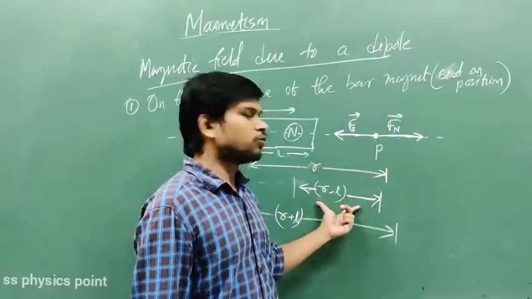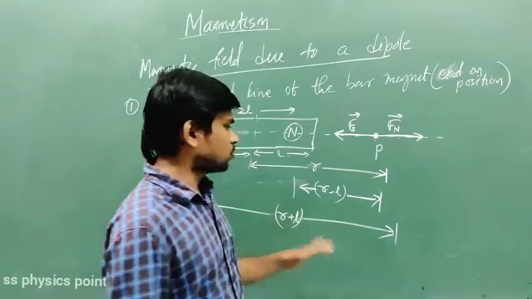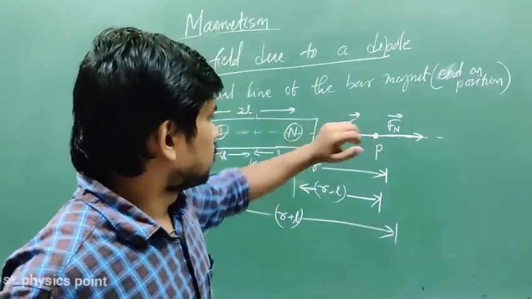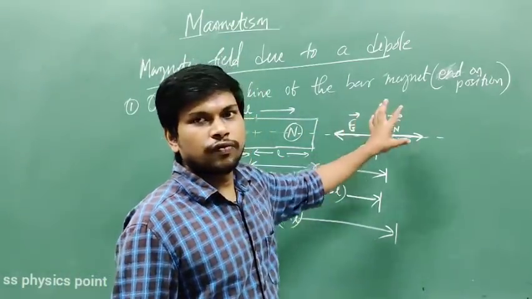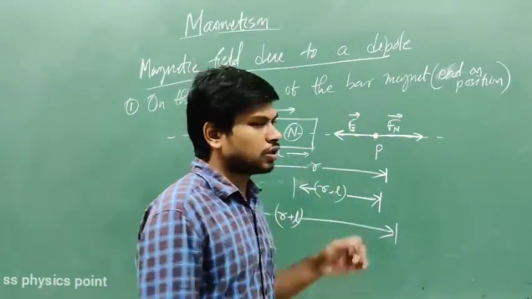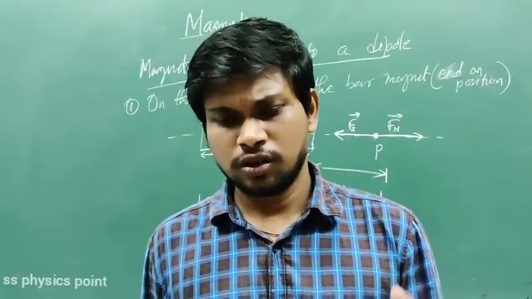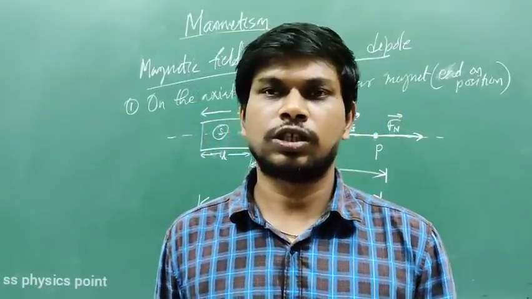Because this distance is smaller, this distance is larger. So don't worry about all that, just remember that, or you can find net force equals Fn minus Fs according to that one. Just remember and do that also, and write some language, just write it.